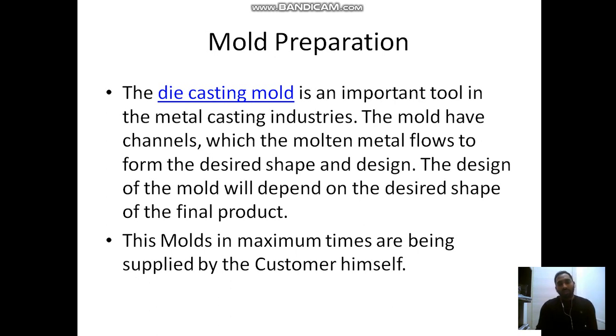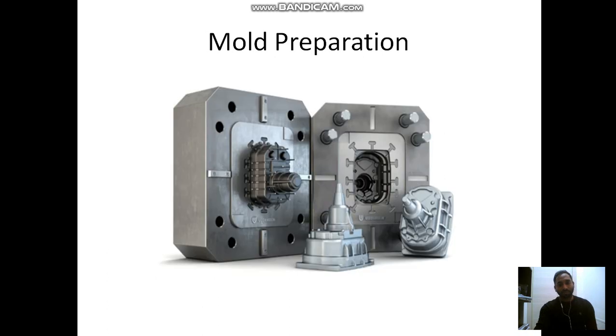The die casting mold is an important tool in the metal die casting industries. The mold has channels through which the molten metal flows to form the desired shape and design. The design of the mold will depend on the desired shape of the final product. These molds most of the time are supplied by the customer himself, or we can buy also. We can see the two parts of a mold or die, the fixed half and the movable half.